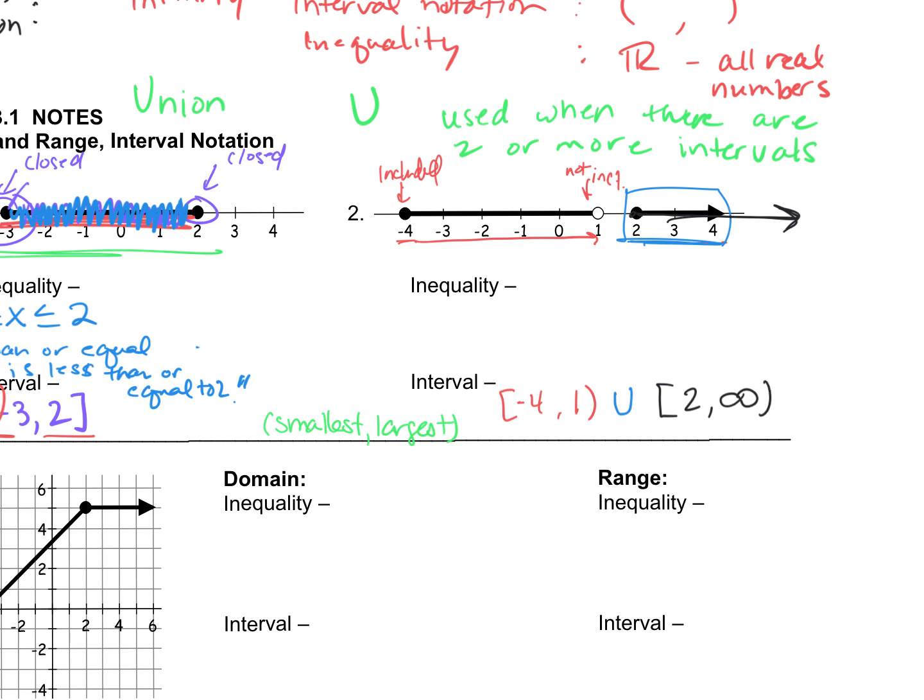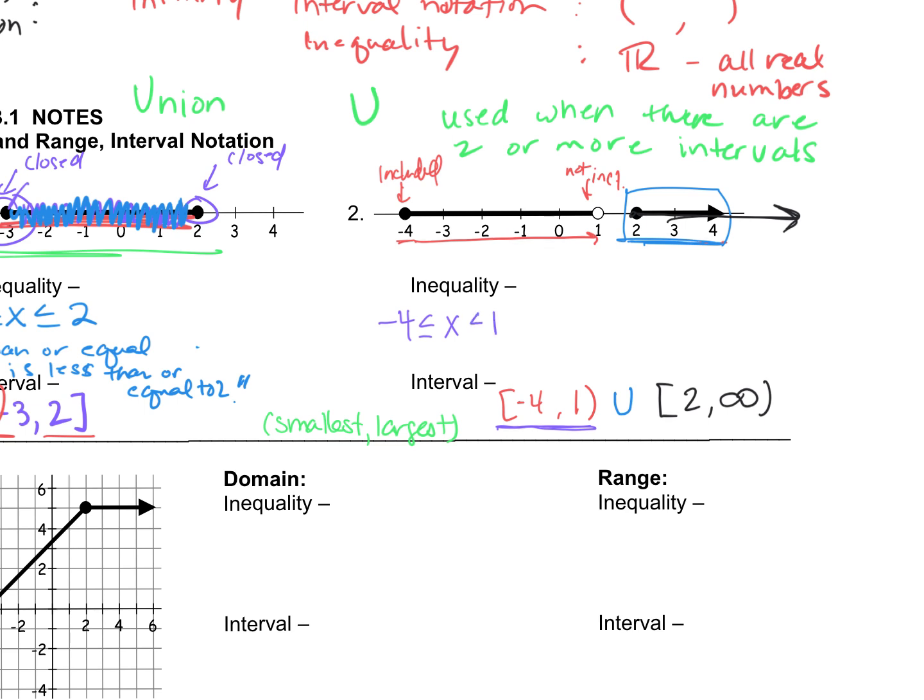Now when you have 2 numbers here, you're going to write it. And again, this is why I like the interval notation, because straight up I know it's going to be -4 here, which is less than or equal to x, x, which is less than 1.